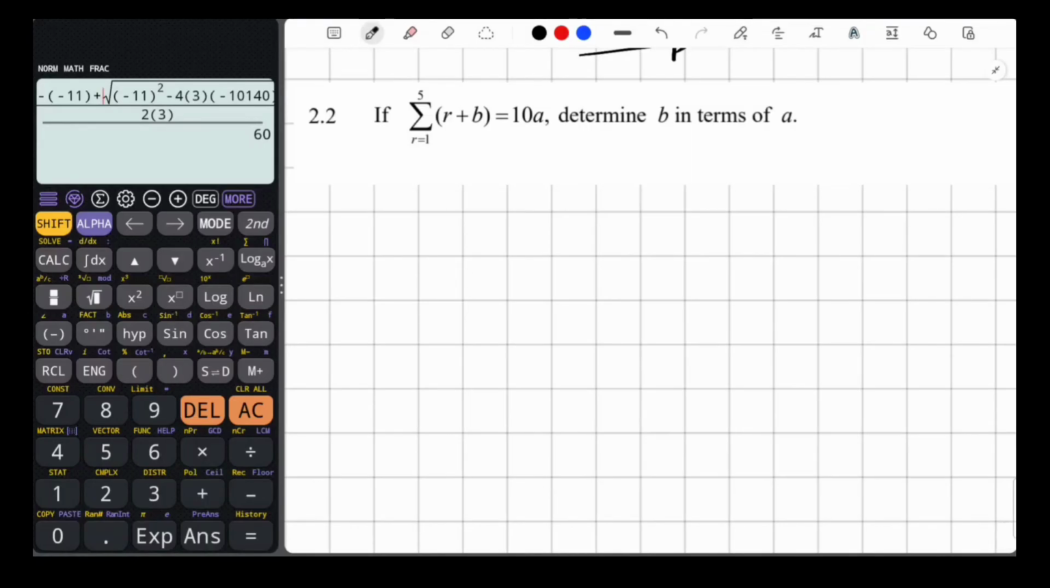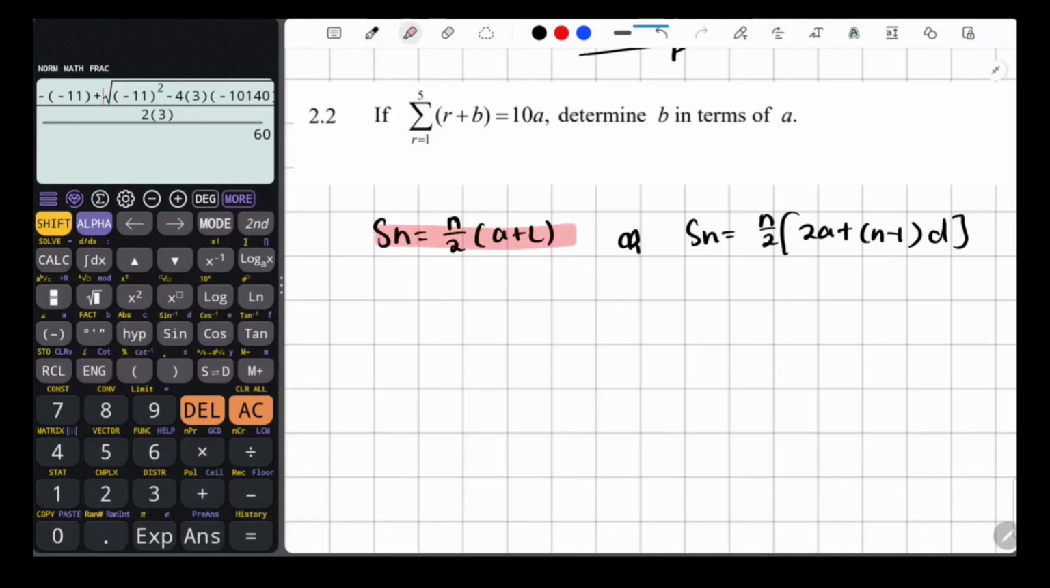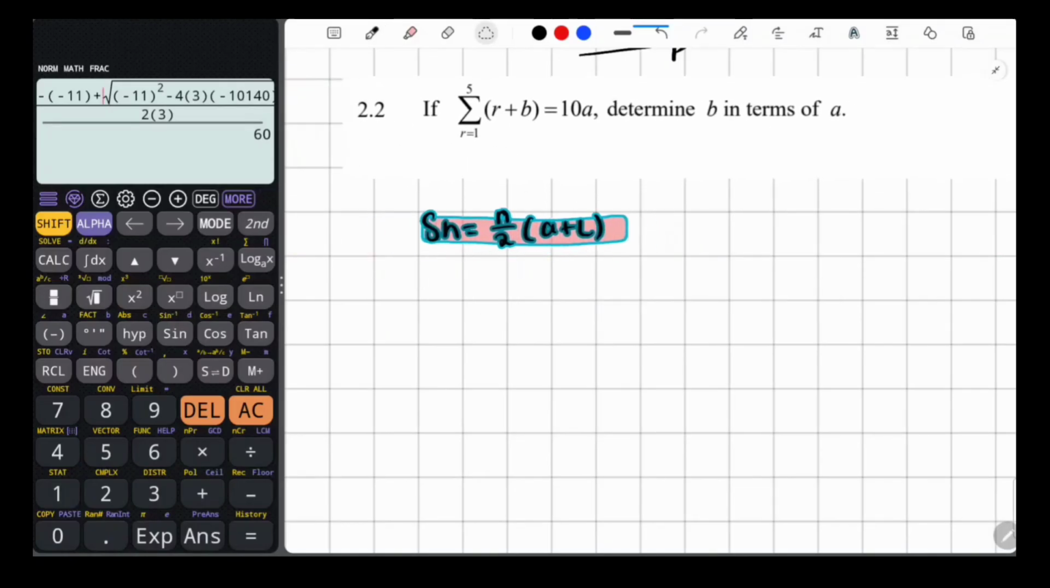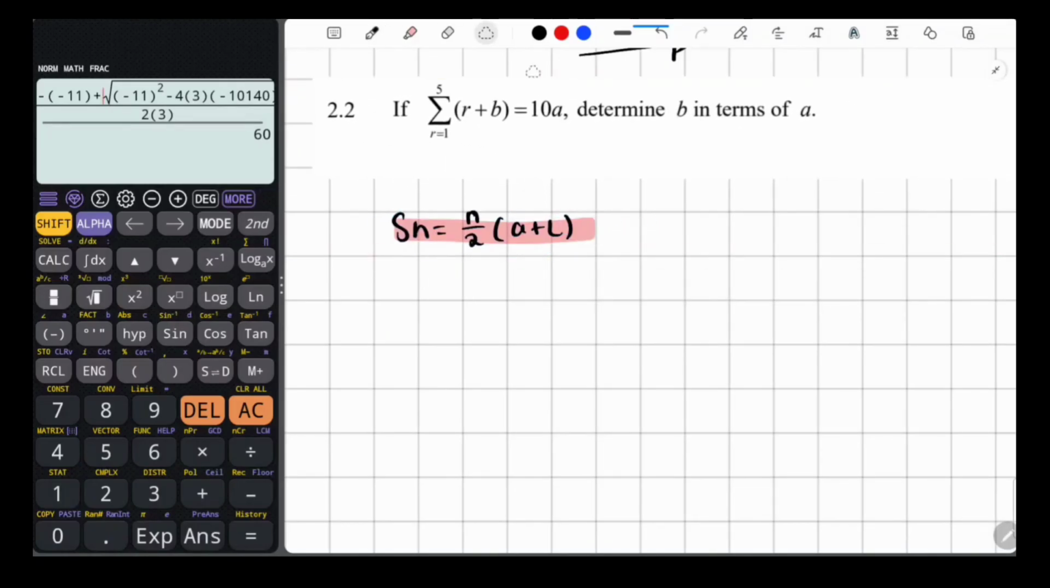Remember, there are two formulas you can use. You can either use this one or you can use this one. But for this one, I would rather use this because it's easier. And in this case, we have L. We may not have it, but we can actually find it. So let's focus on the things we need to find, since we know we are using this formula. If you're using this formula, you're going to have to find the following.